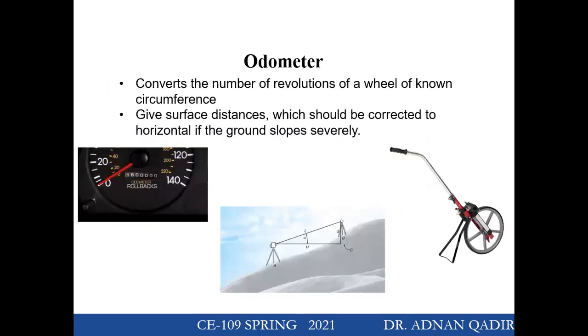Then there is the odometer. One of the simplest ways is the odometer present in your car. Yes, this is an odometer. And then there is a unicycle-like device. This is a handle, and this is a measurement box that records the revolutions the wheel has taken in traversing a distance.